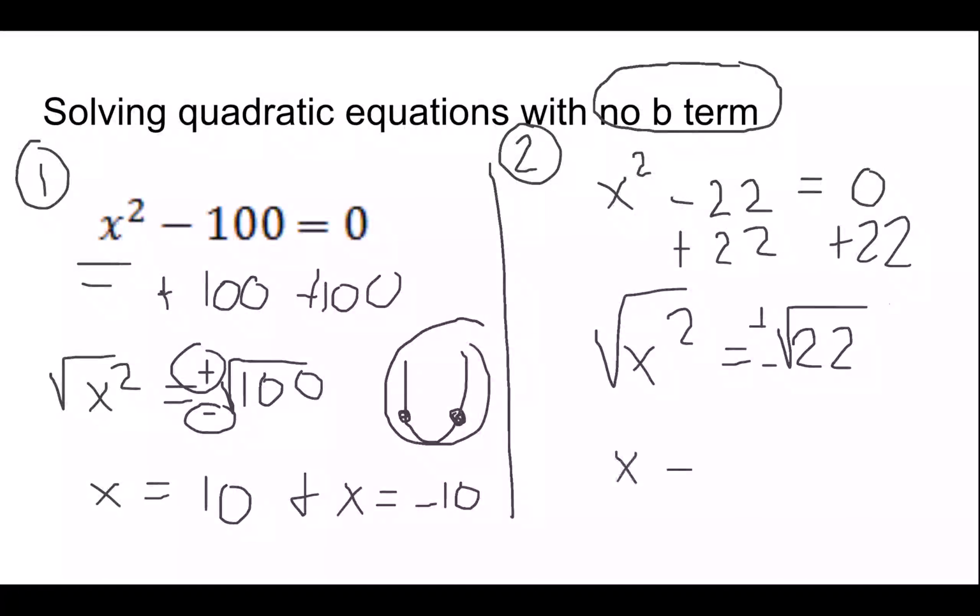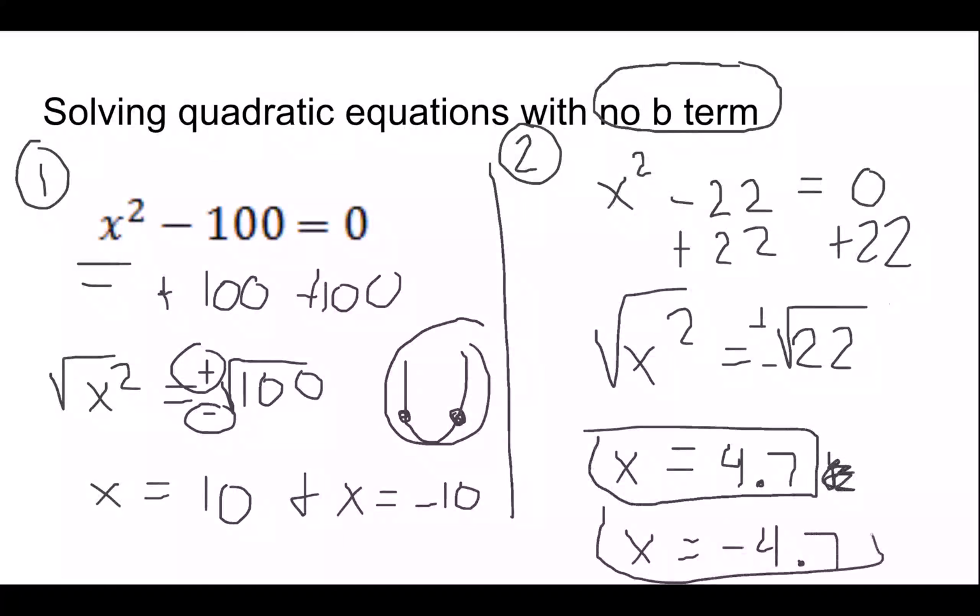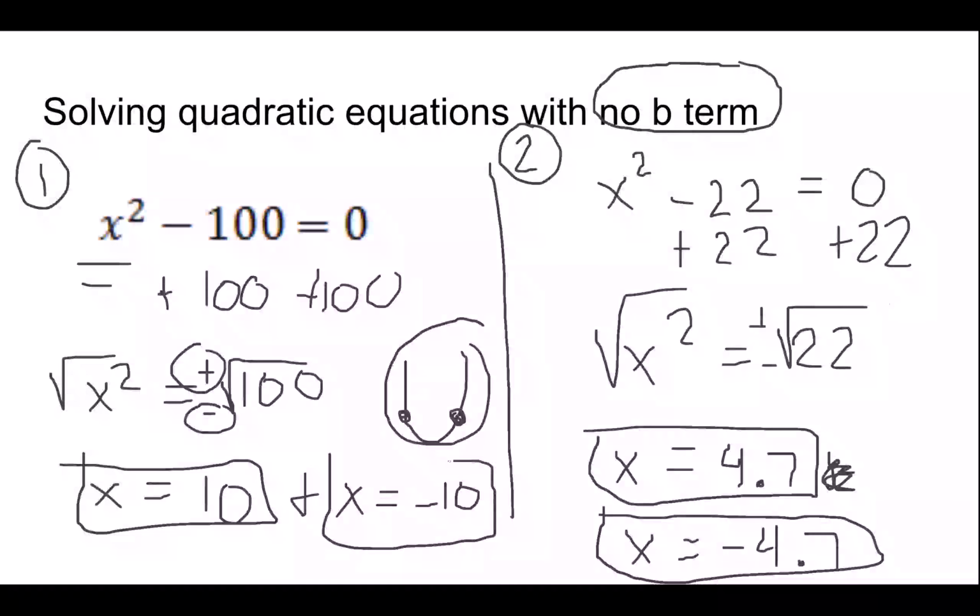And you have x equals, well, I'm going to have to find what the square root of 22 is, so I'm going to throw that in on my calculator. If you round, that's 4.7, so that's going to be the positive answer. And we have to have a negative answer, which is equal to negative 4.7. So again, we should get these two answers, positive 4.7 and negative 4.7. You should always get two answers. Let's do one more example.